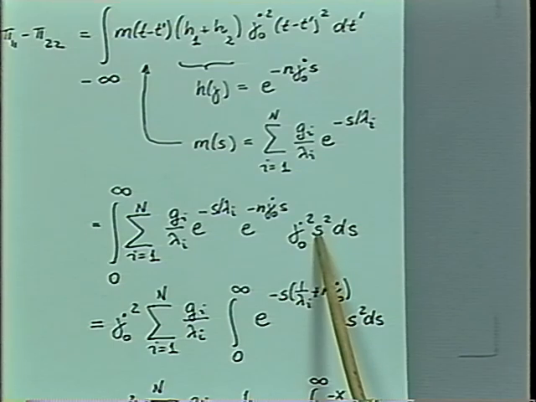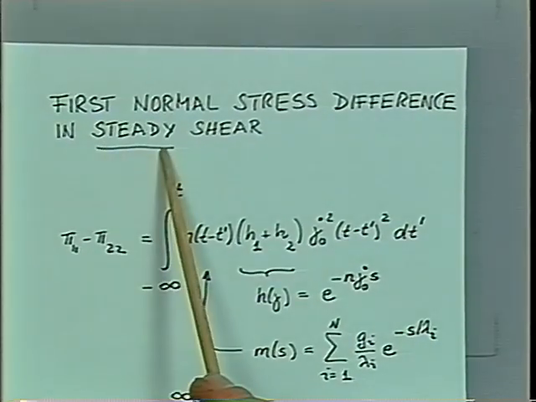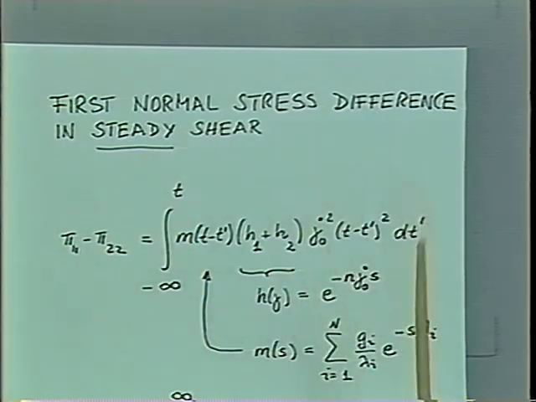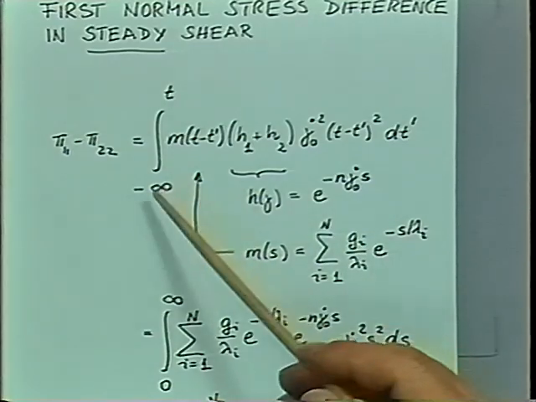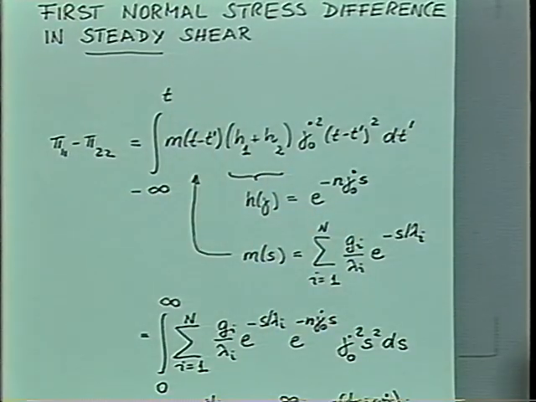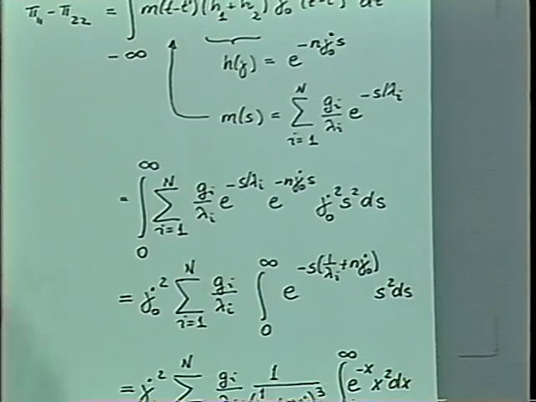And s squared occurs because the strain is squared. Here I only want to calculate the steady shear response to the first normal stress difference. We could do startups and have all those transient terms. I didn't want to do this here. I just took the total integral from minus infinity to current time t and said, during all this time we have a constant shear rate, and that simplifies the calculation, and we won't get the transient here as a result.